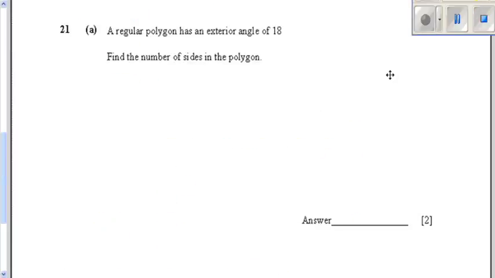Okay, here's 21a. If you want to stop the video and have a go at that one first, we'll go through the solution in a moment.